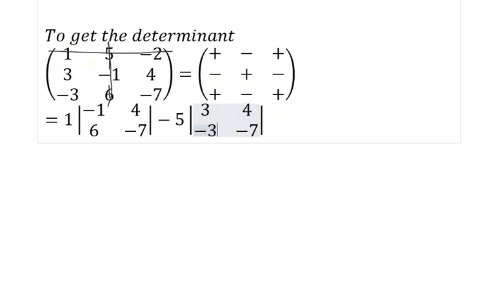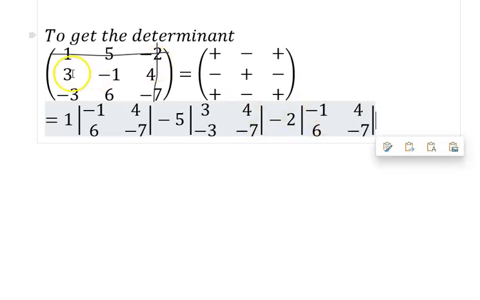And lastly, the last one, the cofactor of minus 2. The corresponding sign is plus, but because we have minus 2 here, we'll go with the minus 2. Because when you multiply minus and plus, the answer will be minus. So what do you have left? 3, minus 1, minus 3, 6.